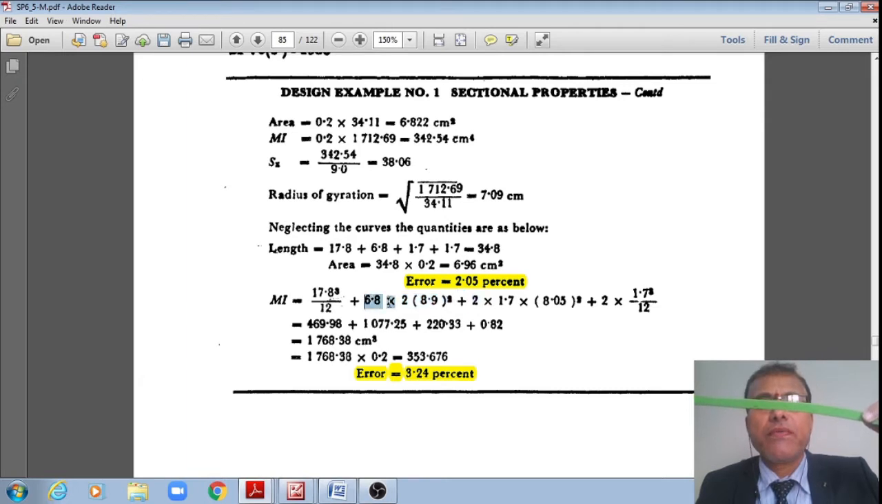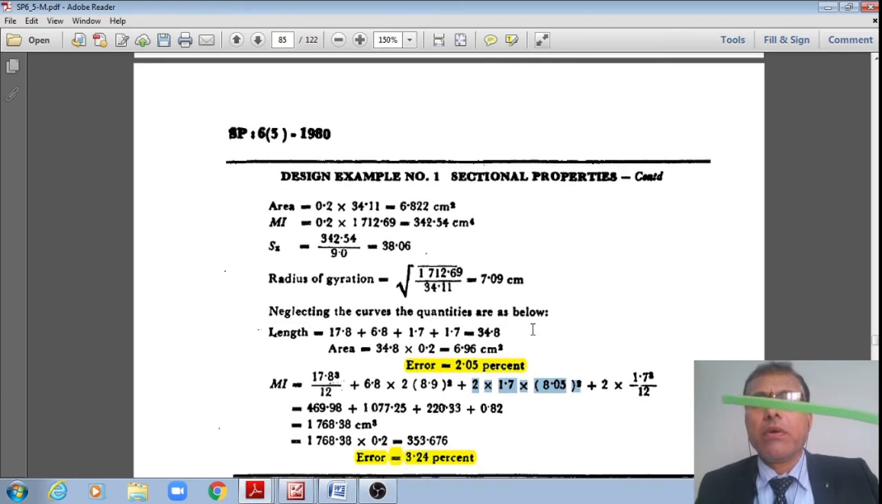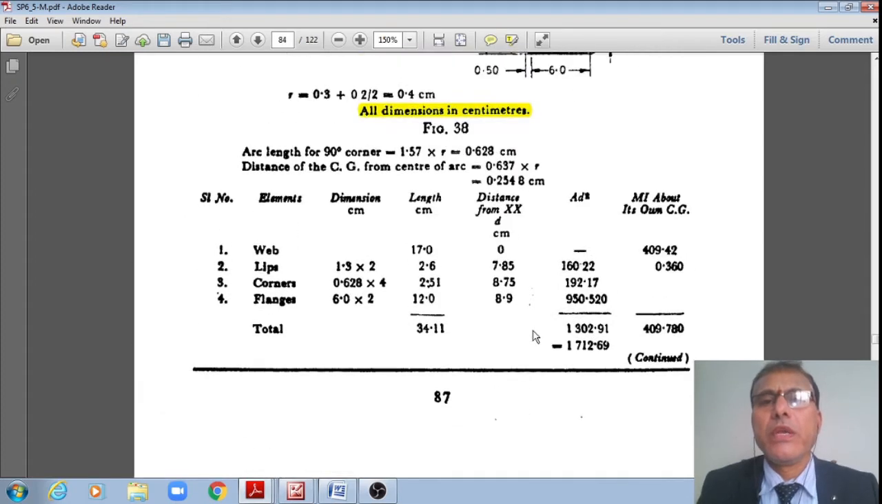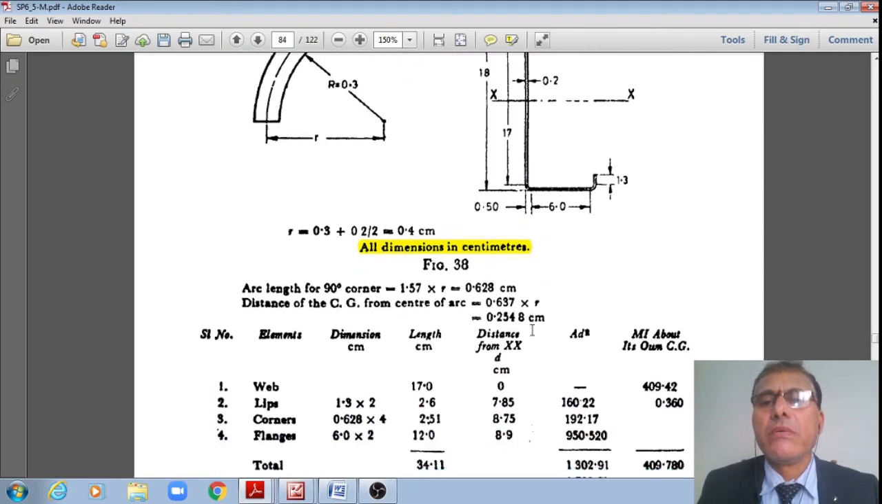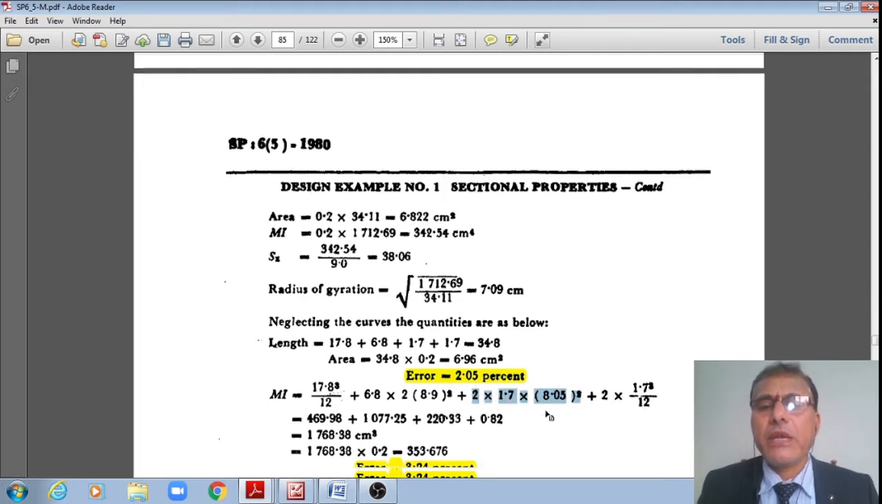There are two such flanges, 6.8 multiplied by 2, which are at a distance of 8.9. Therefore, the moment of inertia is transferred using the parallel axis theorem. And there are the two lips, whose moment of inertia about its own axis is equal to 2 multiplied by 1.7 by 12 square, whereas transferred using the parallel axis theorem, 2 multiplied by 1.7 at a distance of 8.05.